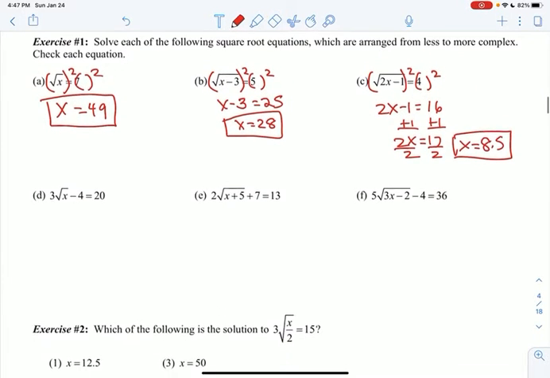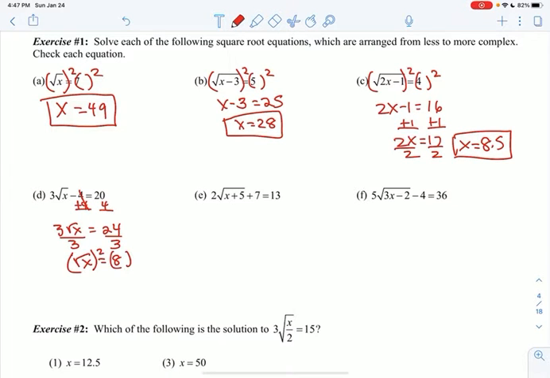All right, a little bit harder. On D, I don't have that radical by itself. So I'm going to have to add 4. I bring 4 over to the other side, so I have 3 radical x equals 24, because I'm adding 4. I still don't have the radical by itself, so I'm going to divide by 3. Now I finally have the radical by itself. So the way I get rid of it is I square it, and then I have to square the other side. By squaring it, I get x by itself, and x equals 64, because 8 squared is 64.